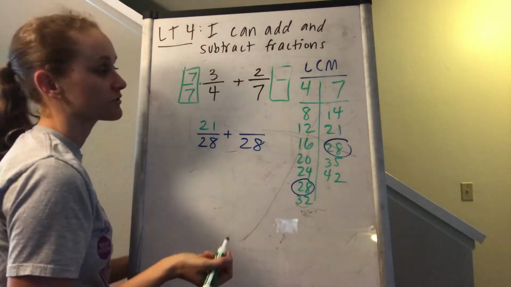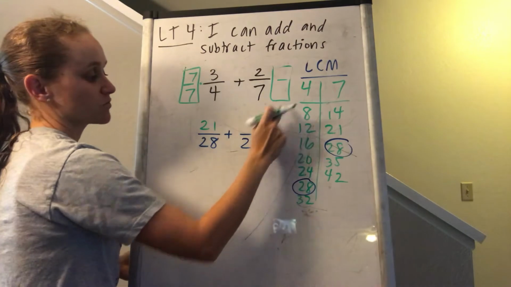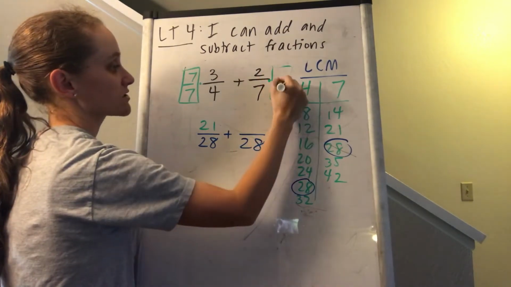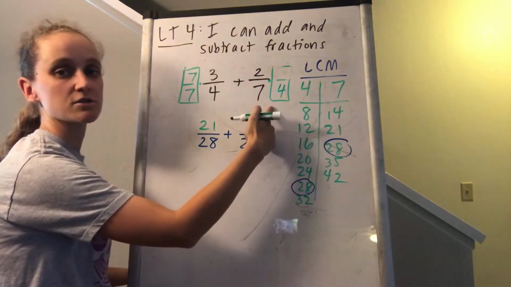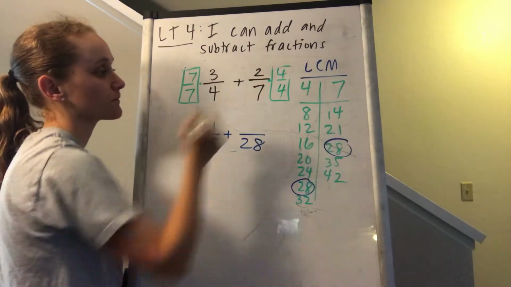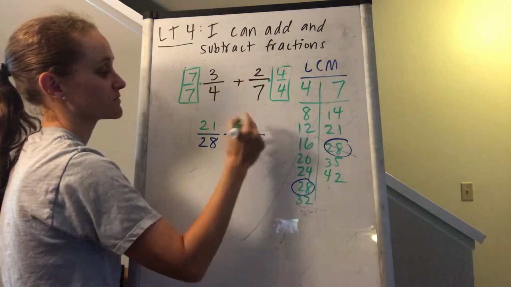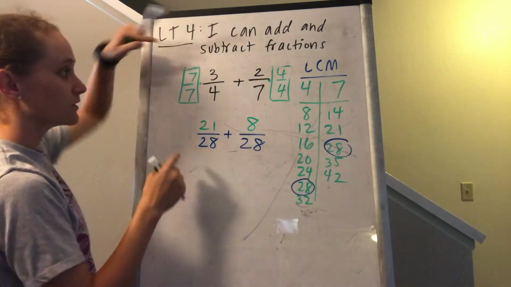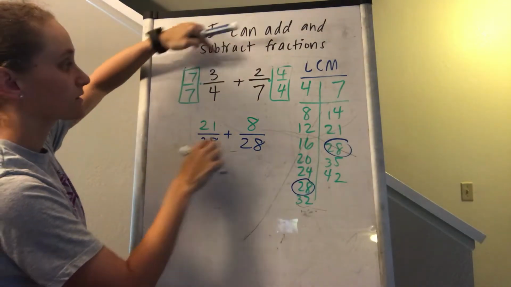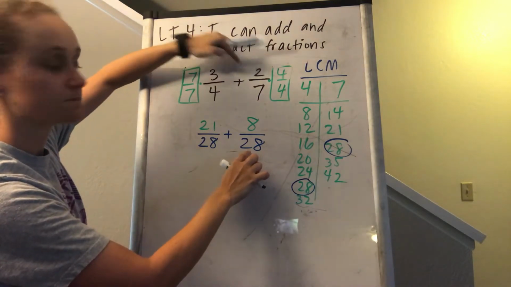And same idea for the other fraction. 7 times what is 28, and that's going to be 4. So 4 is in the denominator, 4 has to go in the numerator. Alright, 7 times 4 is 28, and 2 times 4 is 8. So now, these two fractions are equivalent, and these two fractions are equivalent.